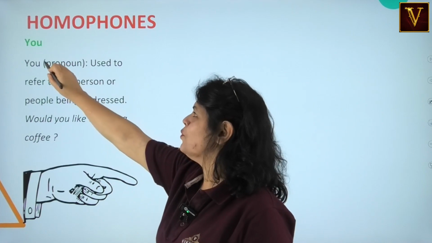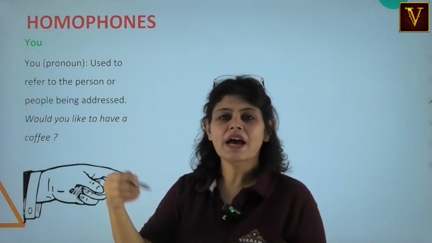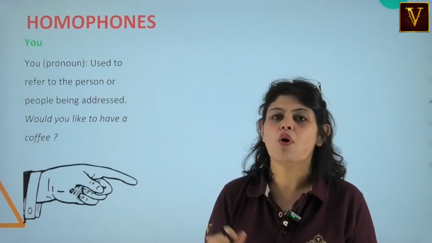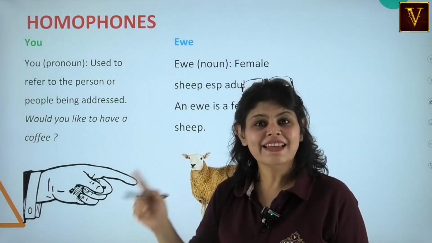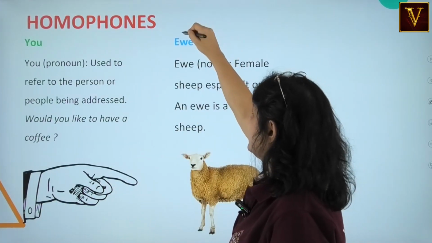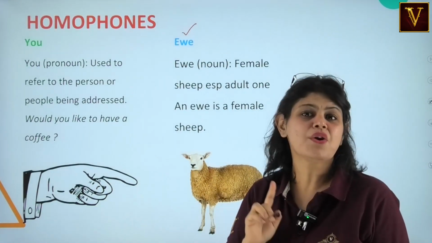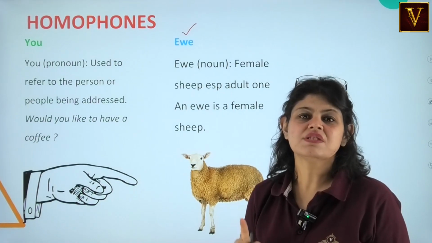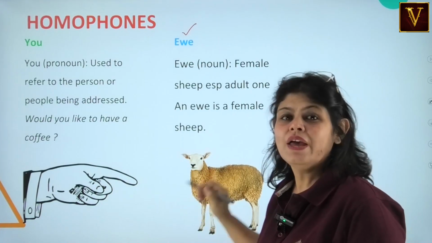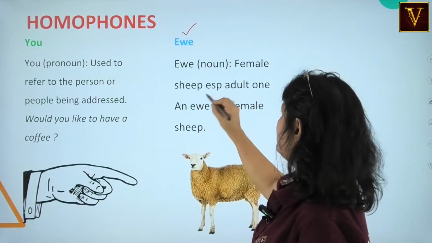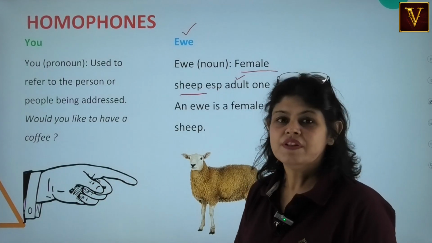Now, next one is you, used to refer to a person or people addressed, Y-O-U. This is a really common one, and everyone knows about this you. But do you know that we have the same pronunciation with E-W-E as well? Please never read it as Eve. Eve is a completely wrong pronunciation. It's always pronounced as you. And this is sheep. When we talk about a female sheep, especially an adult one, we say what?